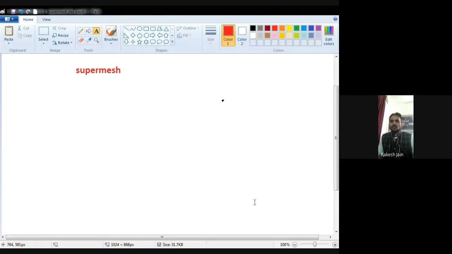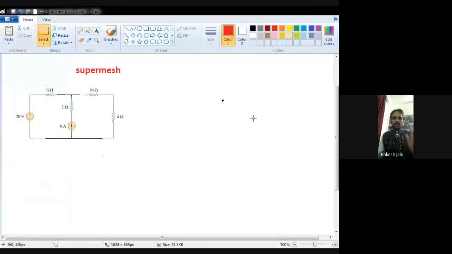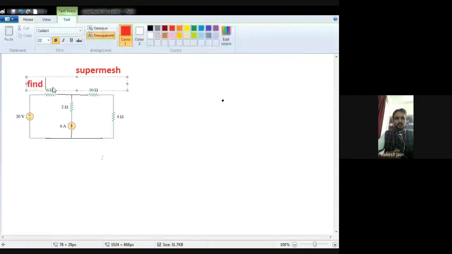In between two closed paths, if a current source is given, that is the condition of a super mesh. For example, because we have to consider special steps to find the required answer. So first of all, just see this super mesh. Let's suppose I have a problem.